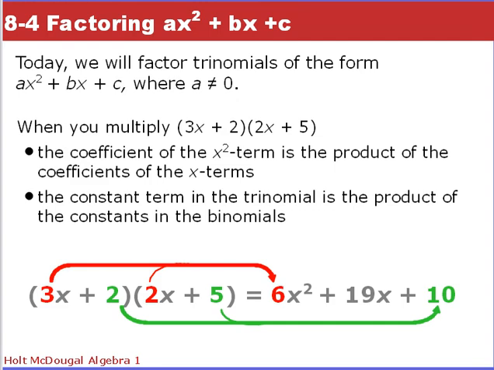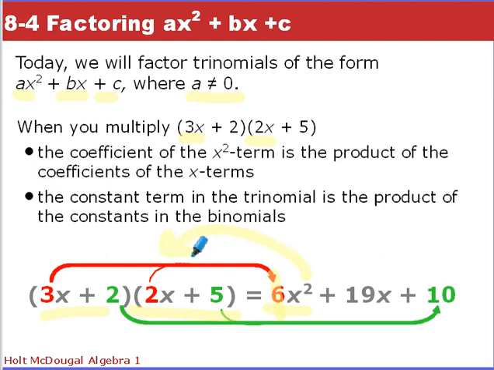So today again, we're going to factor trinomials of the form ax squared plus bx plus c, where a does not equal 0. So in this case, we multiply 3x times 2x, we end up with 6x squared. So our a is no longer 1. And we foiled these in our previous unit. We're doing that again, but we start here and we're going to go this direction today.